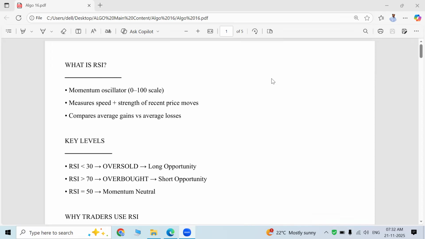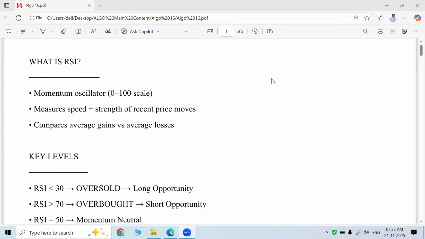And we are going to design an algo on RSI. So, RSI is the Relative Strength Index, and it is on a scale of 0 to 100. This will help us understand the momentum of the market. It measures the speed and the strength of the price movement, either upside or downside. It compares the average gain versus the average loss. So what is the average gain and average loss in the RSI? We will try to understand.